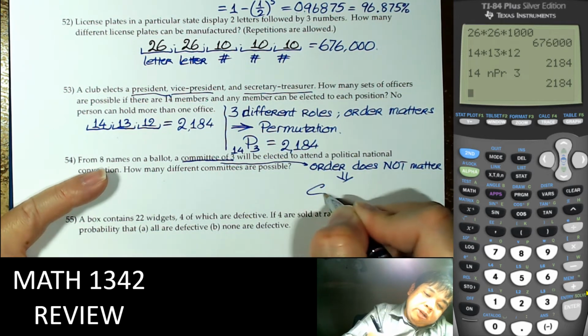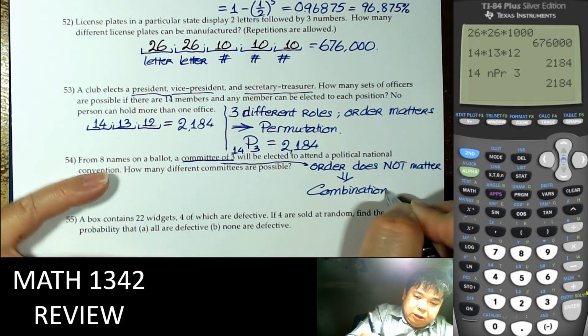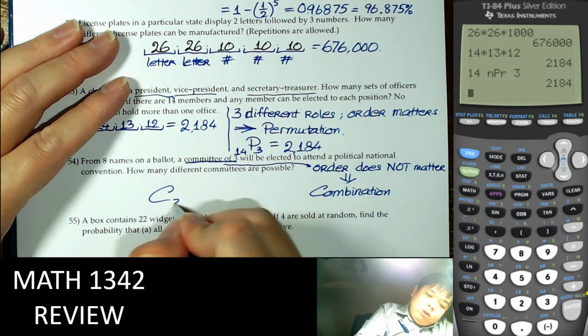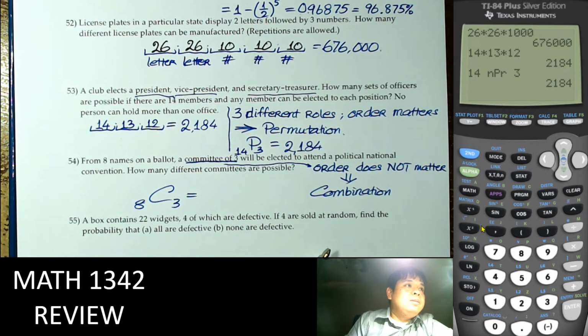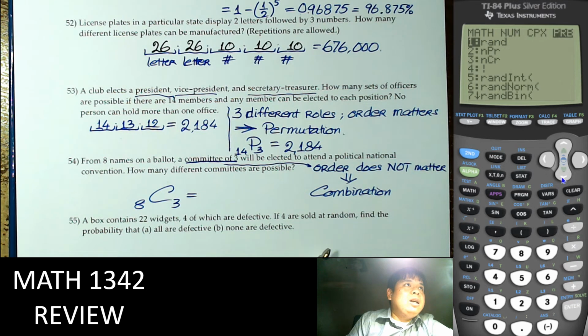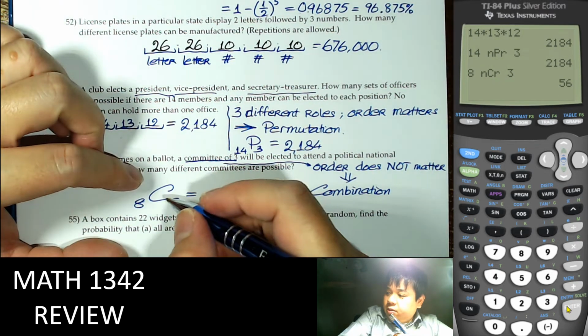So this is going to be a combination. And we choose 3 out of 8. So 8, math, probability, combination is option number 3. And we have 56.